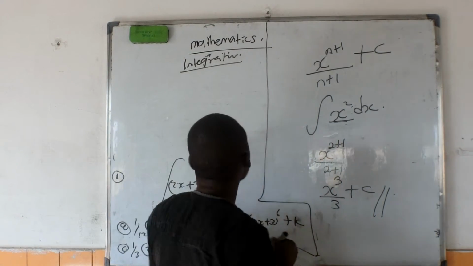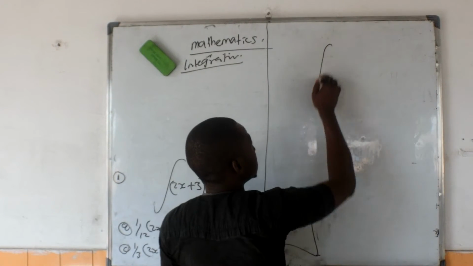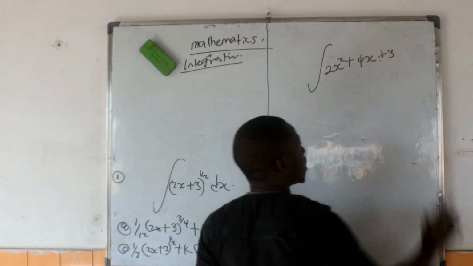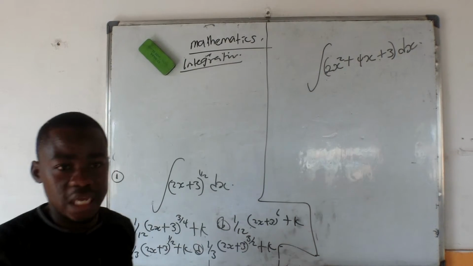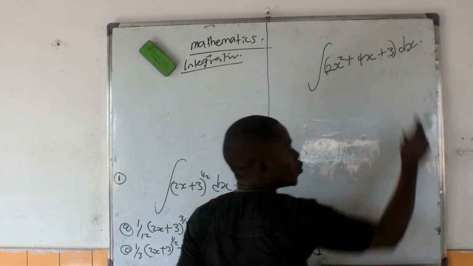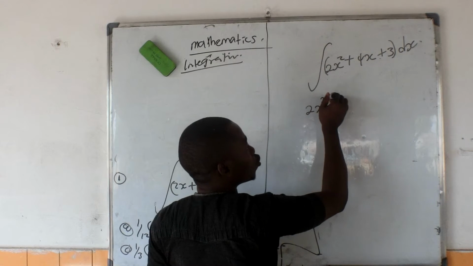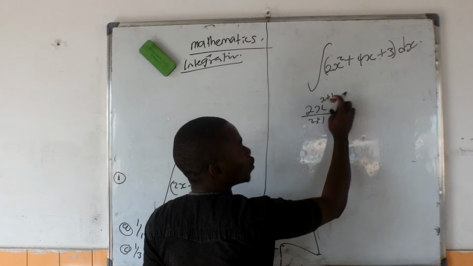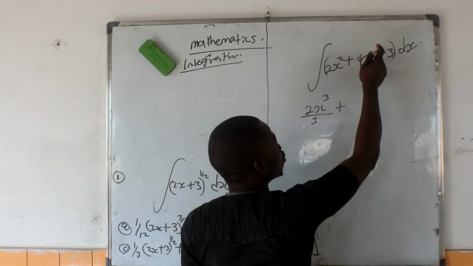Another example is, let's say you have 2x squared plus 4x plus 3. You have to integrate this with respect to x. What you do is you integrate each term. You integrate this, what will you turn to? You turn to 2x to the power 2 plus 1, and whatever you get, divided by 2 plus 1. Here now we give you 3. Plus this one too, you are integrating into 4x.